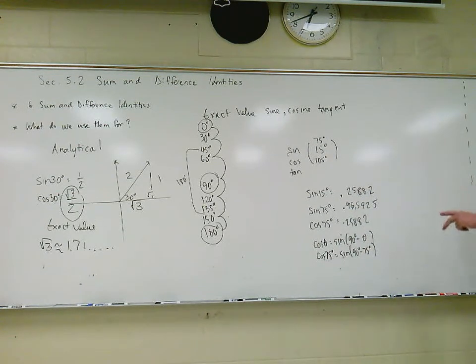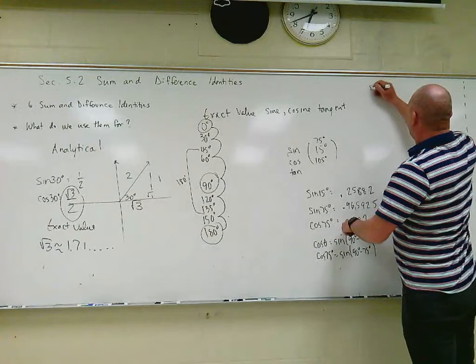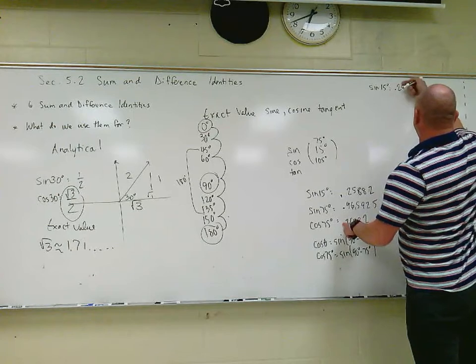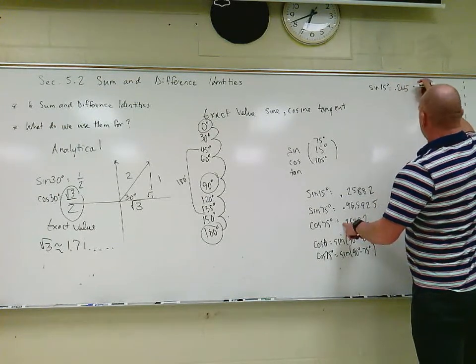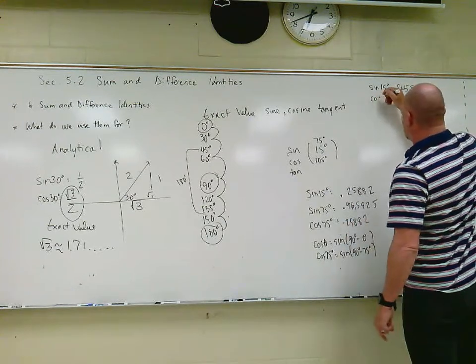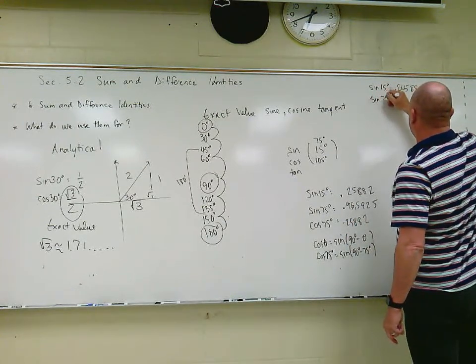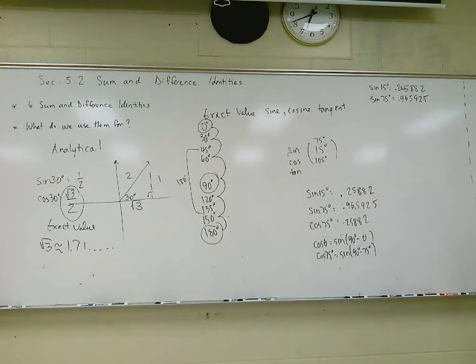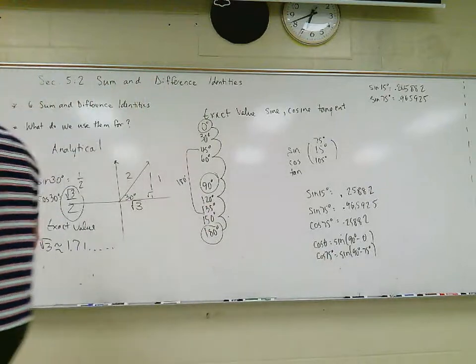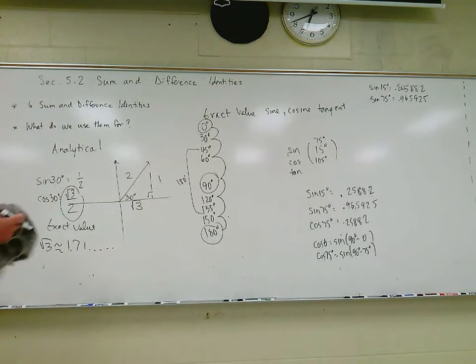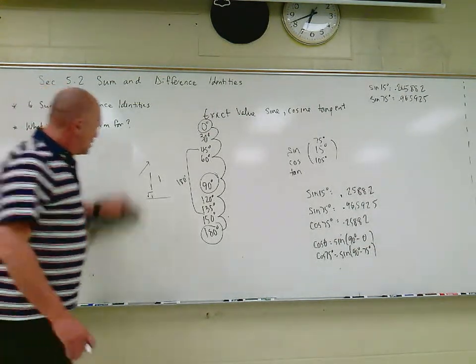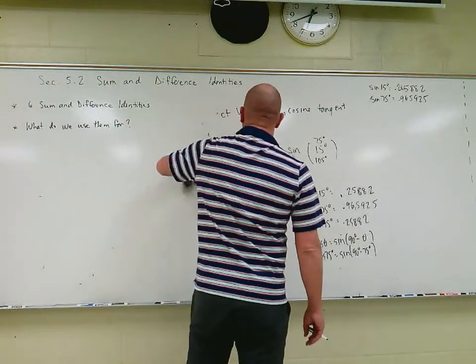All right, so store these. I'm gonna just write these two down. Sine of 15 is 0.25882, and sine of 75 is 0.965925. All right, there we go. We'll come back to that. Those are all rounded, so those are not exact. Instead of me deriving these identities, I'm gonna give them to you now, and I'm gonna show you how we interpret and use them, okay?